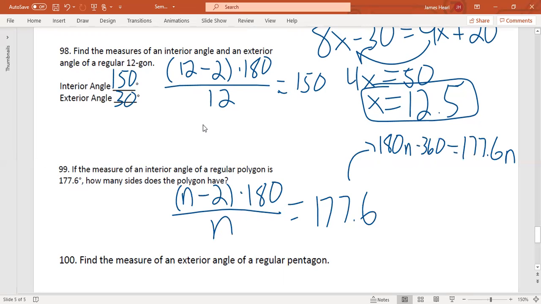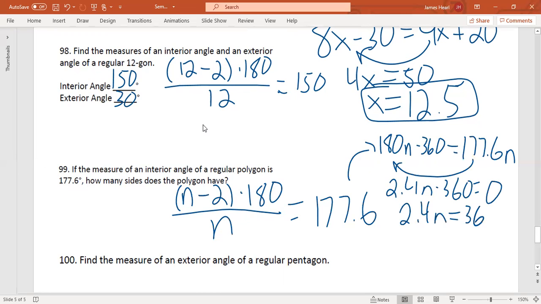We're going to move the smaller one over. So if we subtract that off, 180 minus 177.6 makes this 2.4 N minus 360 equaling 0 now, because there's nothing left on the right-hand side. We'll add the 360 over. 2.4 N equals 360, and we'll divide by 2.4. 360 divided by 2.4 comes out to be 150. This figure has 150 sides in it.